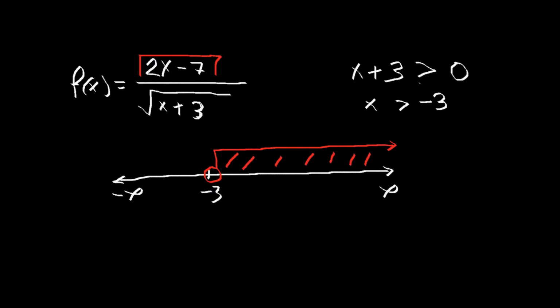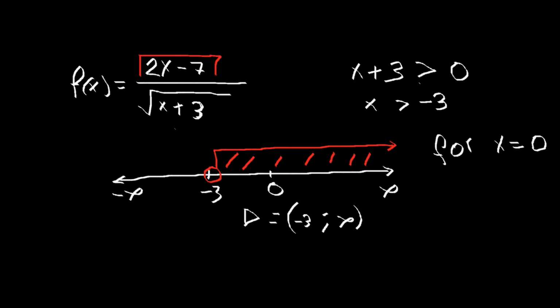Now how can we write the domain? The domain of this function is equal to minus 3, with round brackets because we do not include minus 3, to infinity. Now, to check if our domain is correct, we can try the number 0. So 2 times 0 is 0, minus 7 is minus 7. 0 plus 3 is 3. So for x equal to 0, f of 0 is equal to minus 7 divided by the square root of 3.